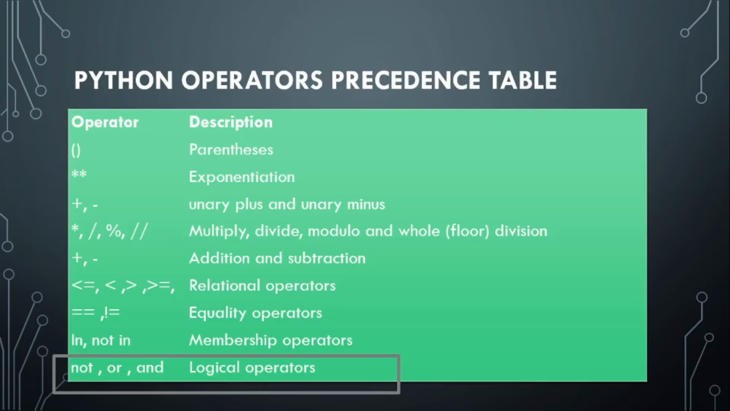Okay, moving on. So, let's find the logical operators in our precedence table. And as you can see, in the precedence table they are at the very bottom. So, among the operators, the logical operators have the lowest precedence.